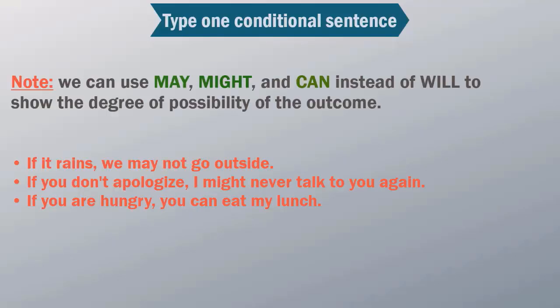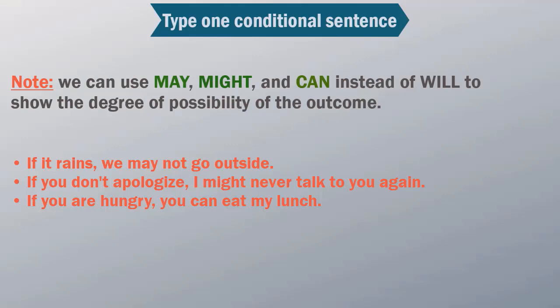Alright? We can also use some modal auxiliary verbs to talk about different possibilities of the outcome. We can use may, might and can. If it rains, we may not go outside. We will not go outside, 100% sure this is not going to happen. We may not go outside. It may happen, it may not, not sure. So the possibility of this event goes down a bit, right?